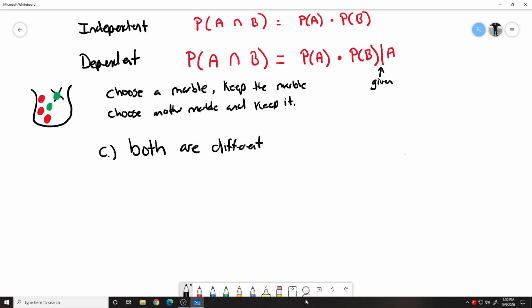This is going to be a difficult question. What's the chance that both are different? This one's going to be much more difficult, isn't it? The reason why this is going to be more difficult is because, is there more than one way to get 2 different marbles? Or is there only one way? Do I have to choose a red first, then get the green? Or could I get the green first and then the red? They'd both be different, right?